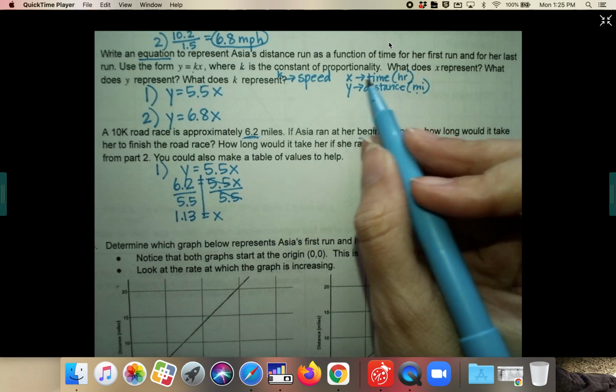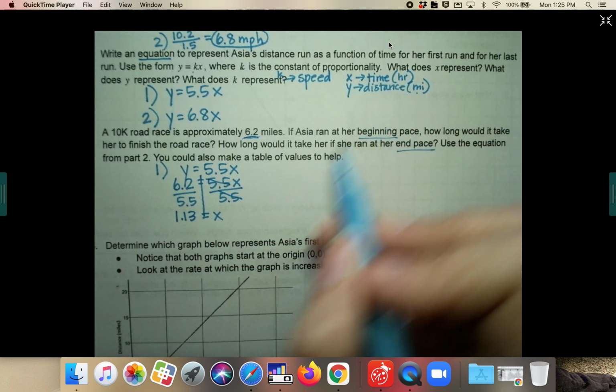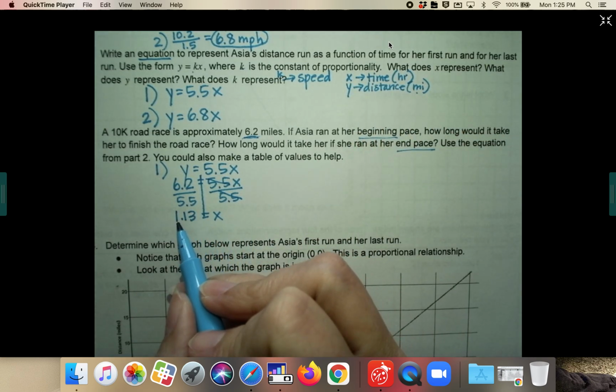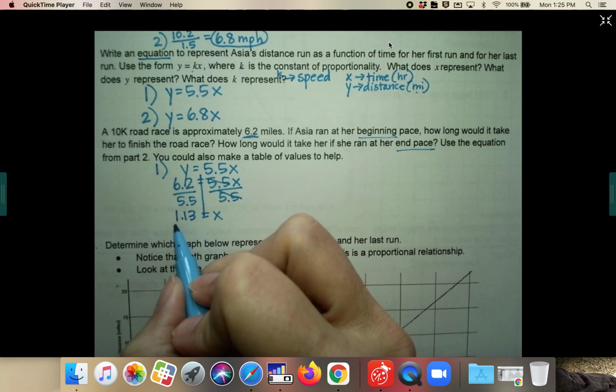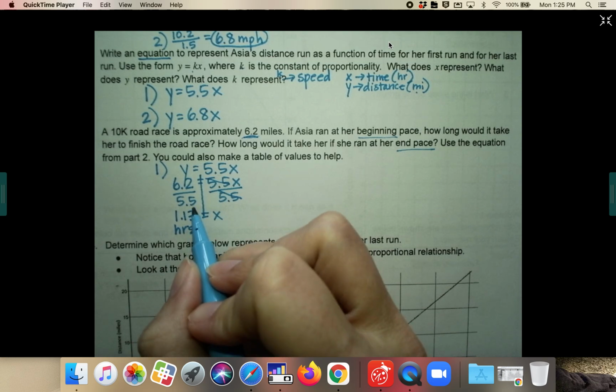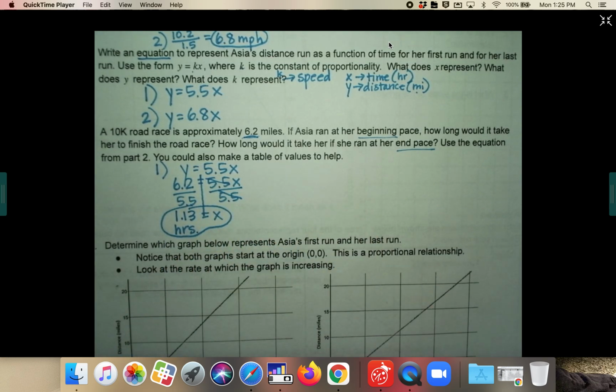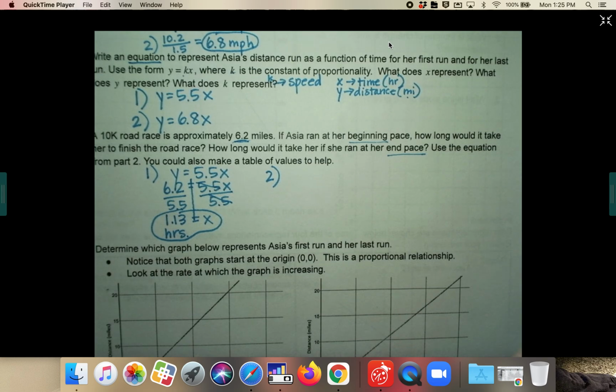And what is x? X, again, if you forgot, is our time. So that means it would have taken her a little over 1 hour to run 6.2 miles. So a little over 1.13 hours. Okay, and then what if she did it at her ending pace?